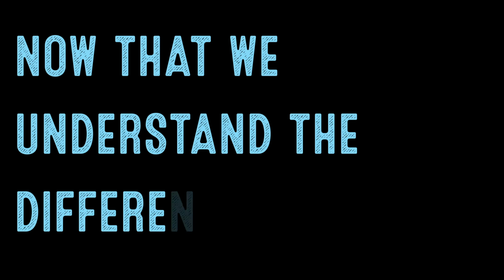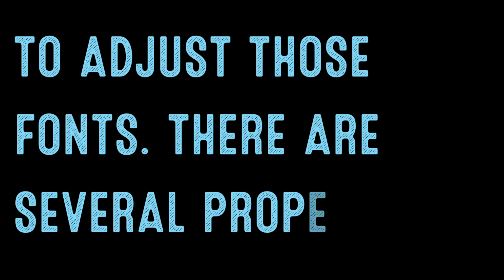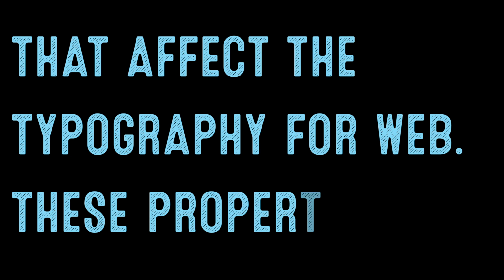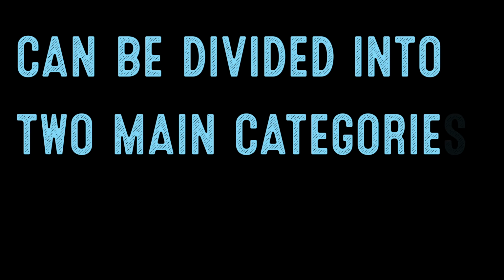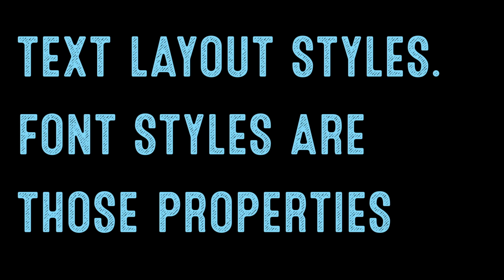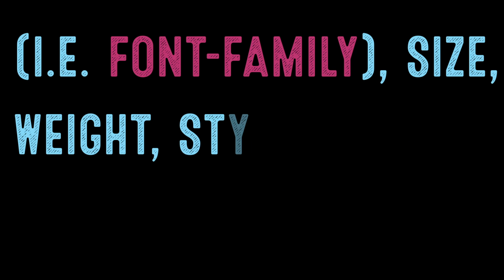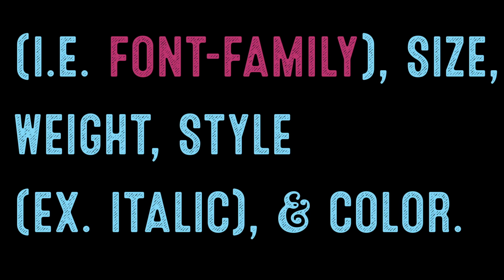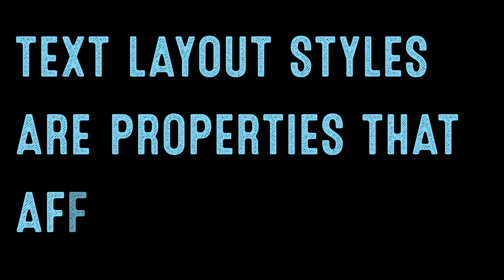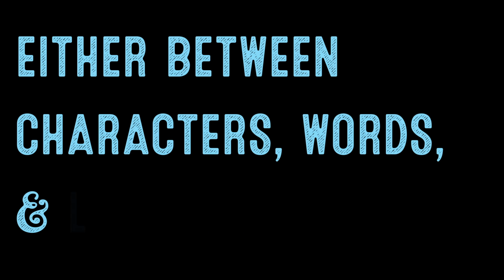Now that we understand the different ways to bring in fonts to your website, we now need to review how to adjust those fonts. There are several properties that affect the typography for web. These properties can be divided into two main categories: font styles and text layout styles. Font styles are those properties that affect the font itself, such as the selection of the font, i.e. font family, size, weight, style, example, italic, and color. Text layout styles are properties that affect the spacing, either between characters, words, and letters, and text alignment.